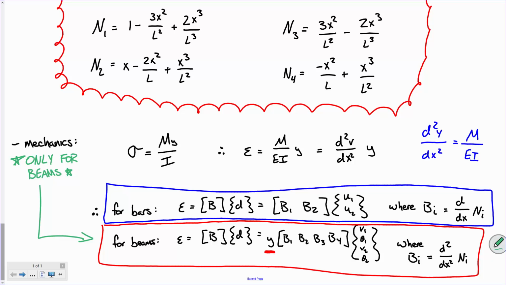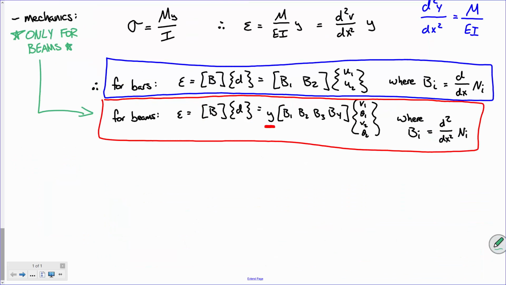Okay, all right. Can I extend this page a little bit? Now, let's only do the first one, because I'm not going to make y'all take a bunch of derivatives over and over again. That gets kind of silly. So, N1 equals what? 1 plus 2x cubed over L cubed, sorry, it's L cubed. And then minus 3x squared over L squared.